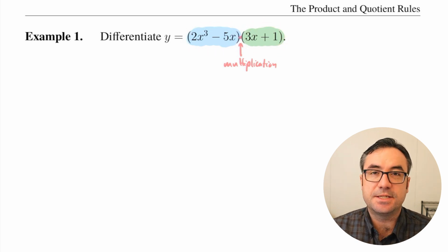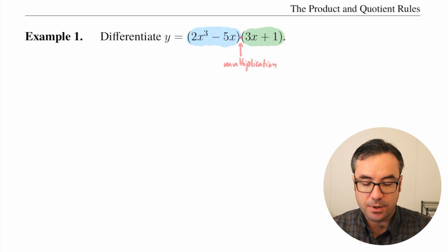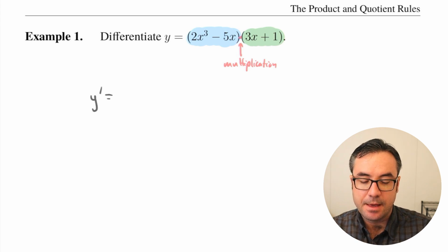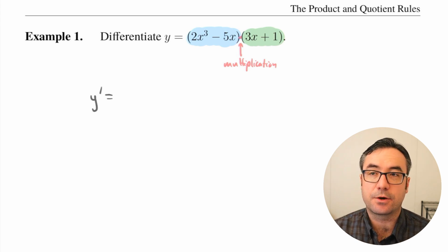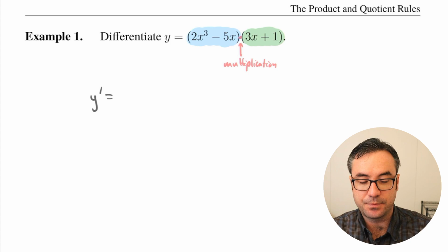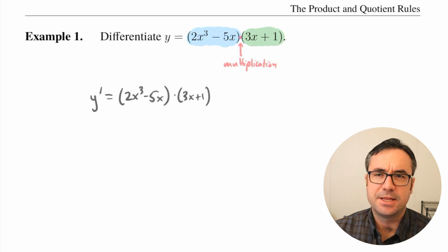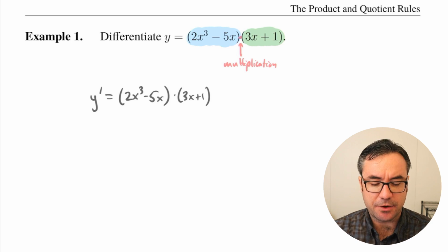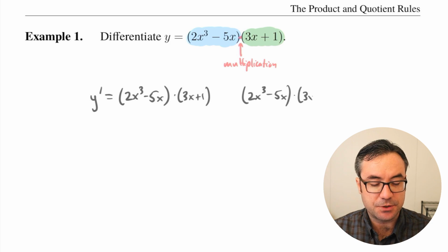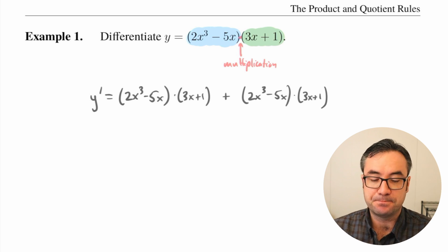All right, so let's see how the product rule works, let's see it in action here with a real example. We're going to calculate y prime, and the way we're going to implement the product rule is just to write 2 copies of our function. We'll put 1 copy, 2x cubed minus 5x times 3x plus 1. There we go, got 1 copy there. And then let's do another copy, 2x cubed minus 5x times 3x plus 1. And then we throw a plus sign in between those 2 different copies.